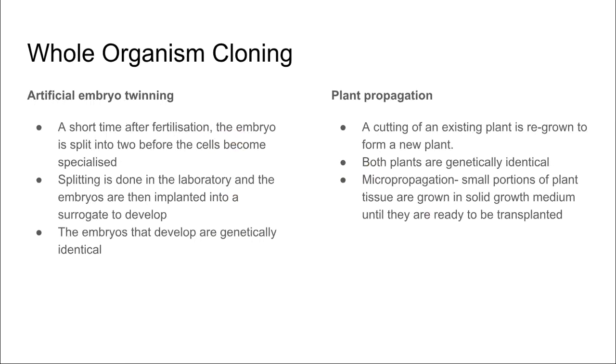In whole organism cloning, we can also talk about artificial embryo twinning. Just after fertilization, the embryo can split into 2 cells before they become specialized. Splitting is done in the laboratory, and then these are implanted into surrogates to develop, and these embryos are genetically identical. We also see this in plant propagation, where we cut an existing plant and regrow it to form a new plant. This results in the plants being genetically identical. We can also do this at a smaller level with micropropagation, where small portions of a plant are grown until they are ready to be transplanted.